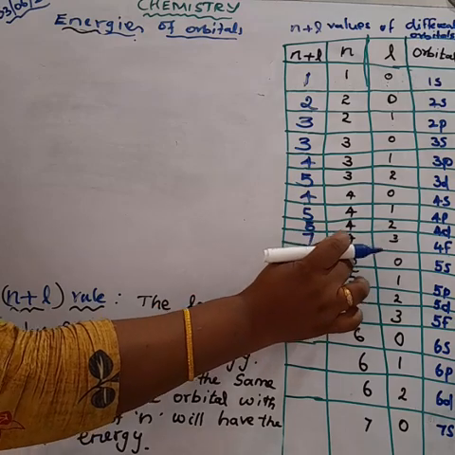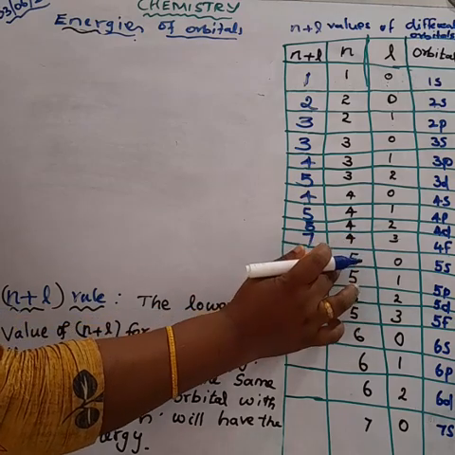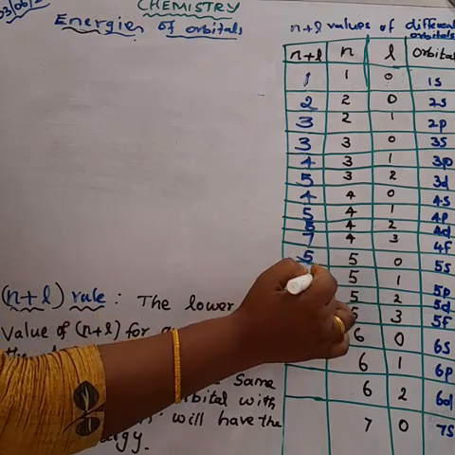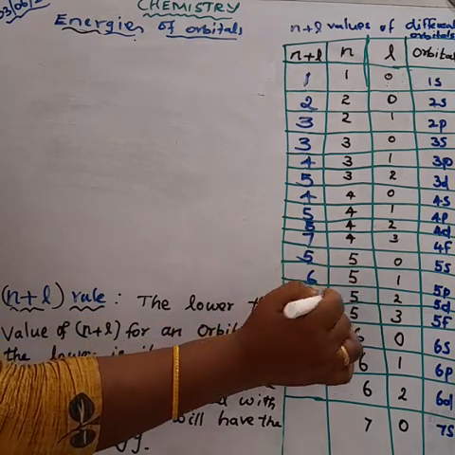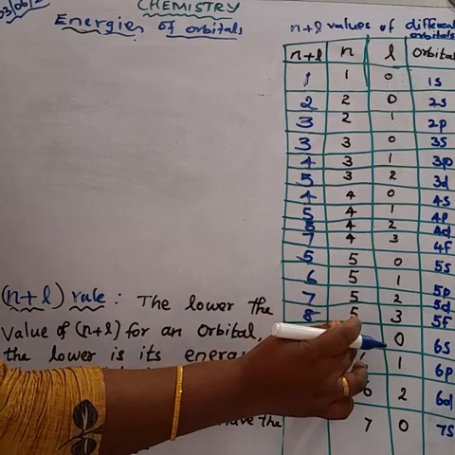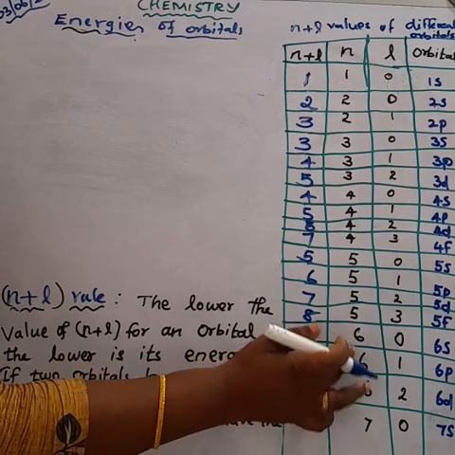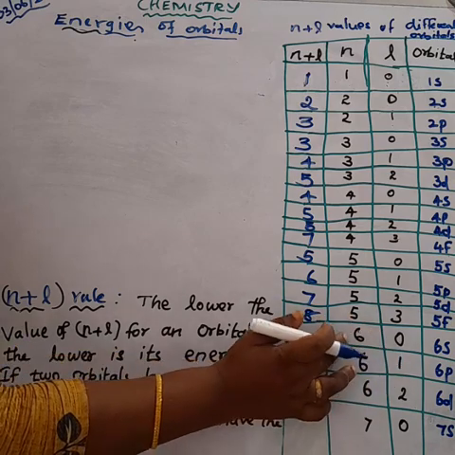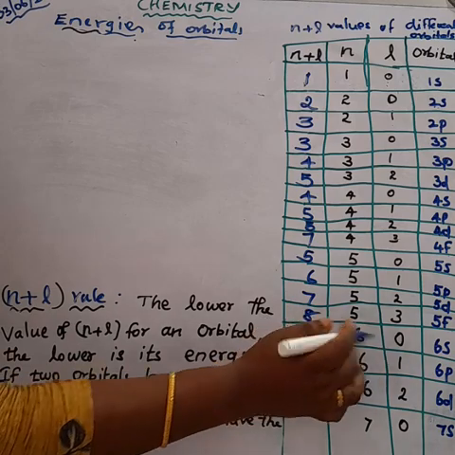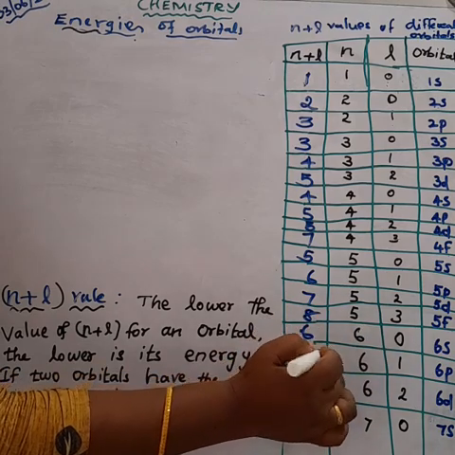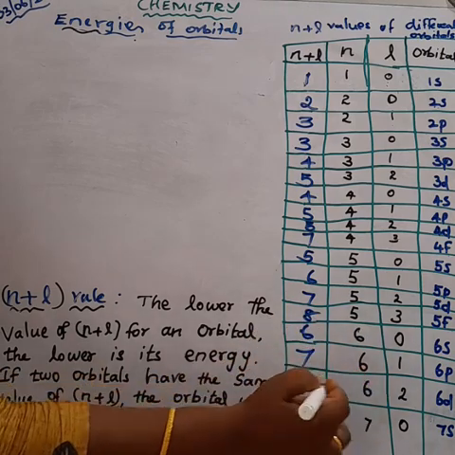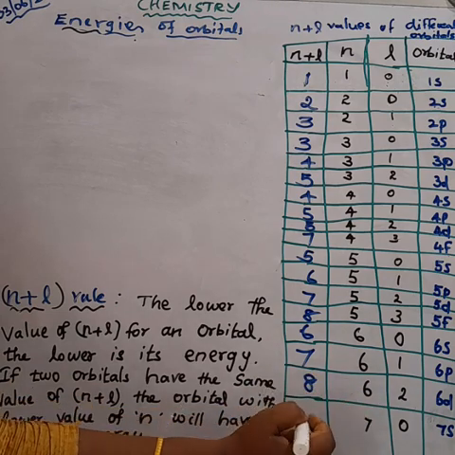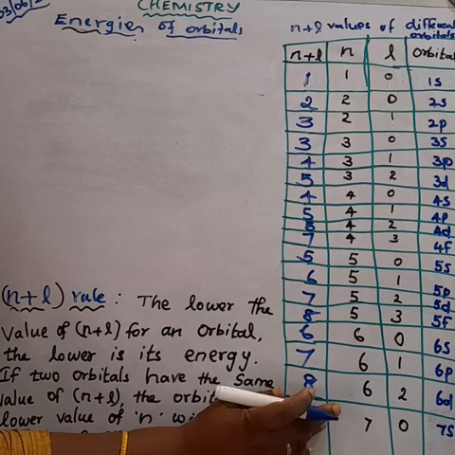And then the fifth orbit. Okay, n value 5. 5 plus 0 is 5. 5 plus 1 is 6. 5 plus 2 is 7. 5 plus 3 is 8. Okay, this is the sixth orbit. Here n is equal to 6 means sixth orbit. So n plus l means 6 plus 0 is 6. 6 plus 1 is 7. 6 plus 2 is 8. 6 plus 3 is 9. And 7 plus 0 is 7. Okay, this is the n plus l value.